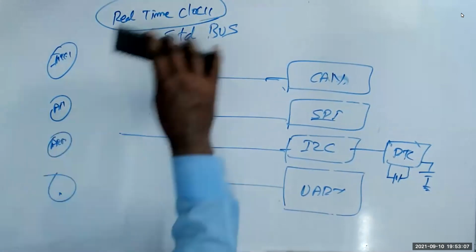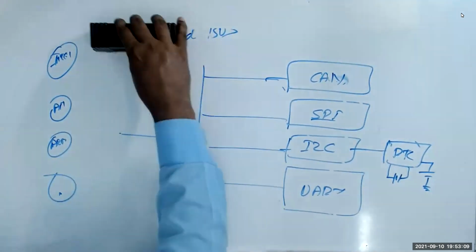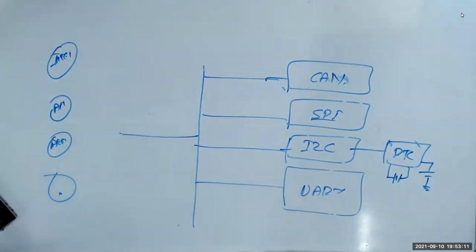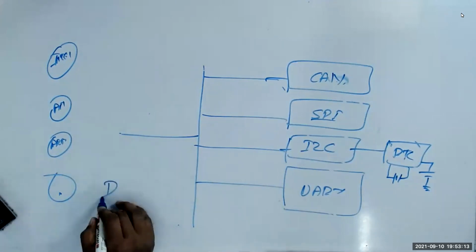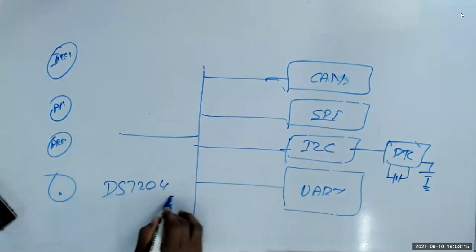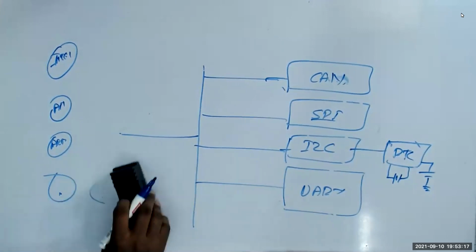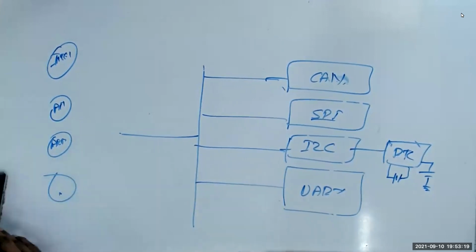Okay, that chip is quite famous. These are some numbers, I think DS7204. I don't remember. You can use the net to search what an RTC chip is.